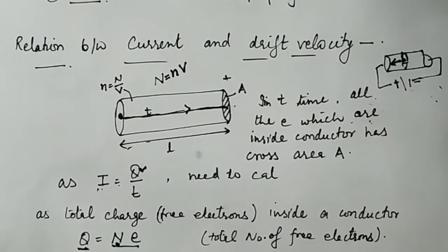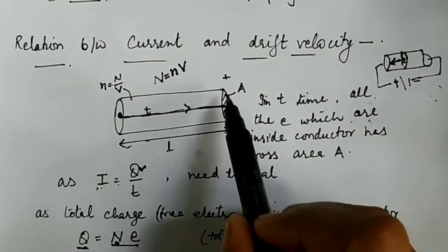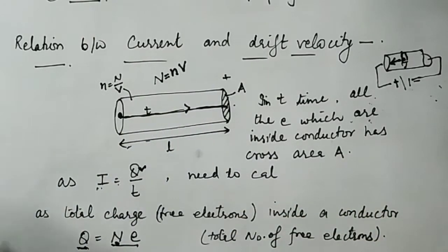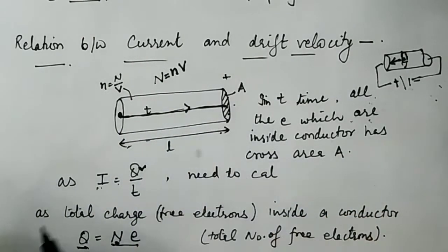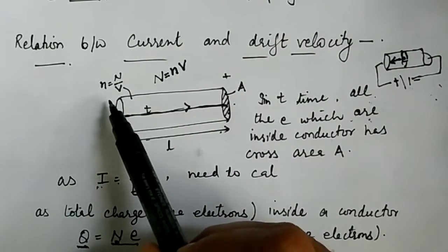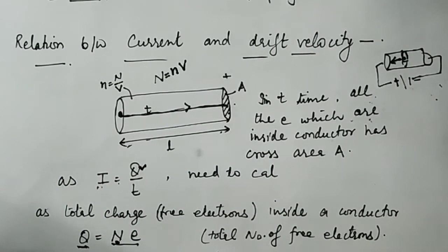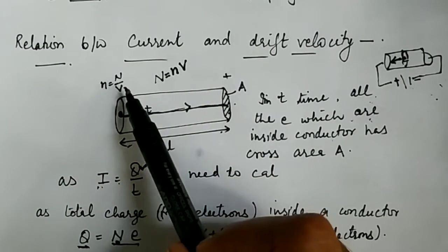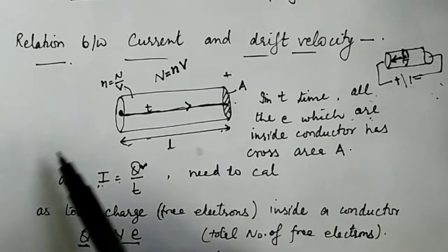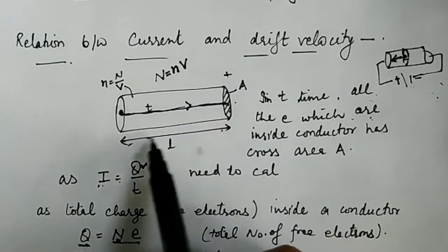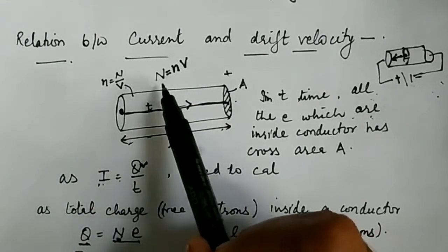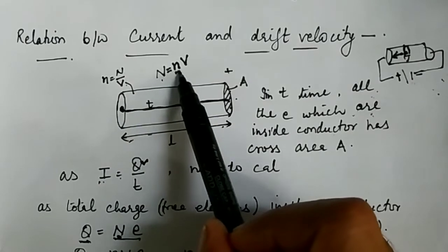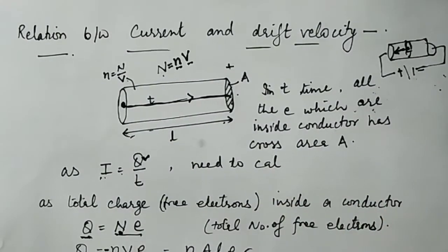To calculate it, I have considered this is one section of the wire whose length is L and area of cross section is capital A. Now if small n is the number density, that is the number of electrons per unit volume, the total number of free electrons in this section of the conductor will be number density into volume.